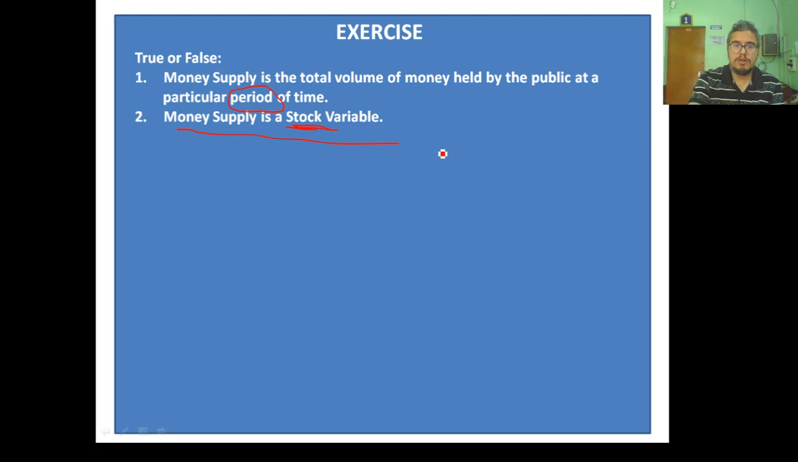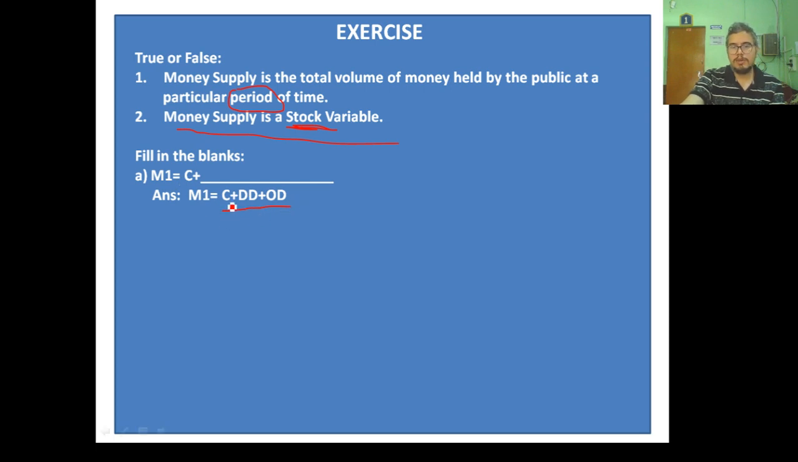Okay, now let us try with some other questions. Fill in the blanks. Okay, M1 equals C plus dash. I have solved this for you all to give you the hint. M1 equals C plus DD plus OD in short form, that is cash with public, demand deposits with commercial bank, other deposits with RBI.